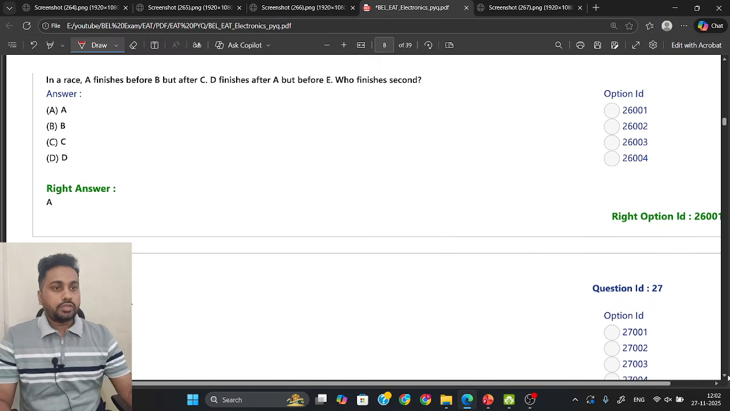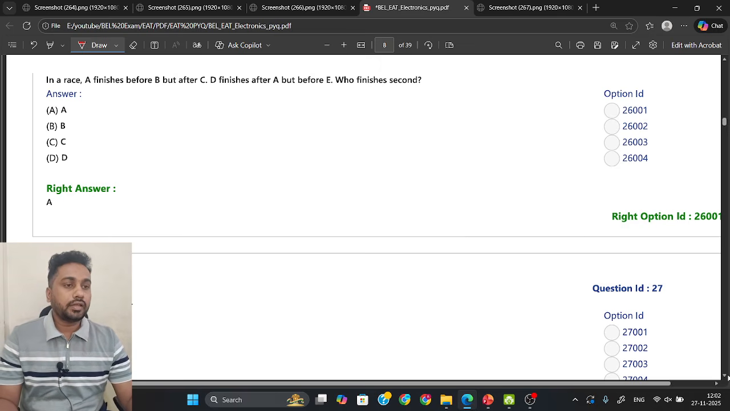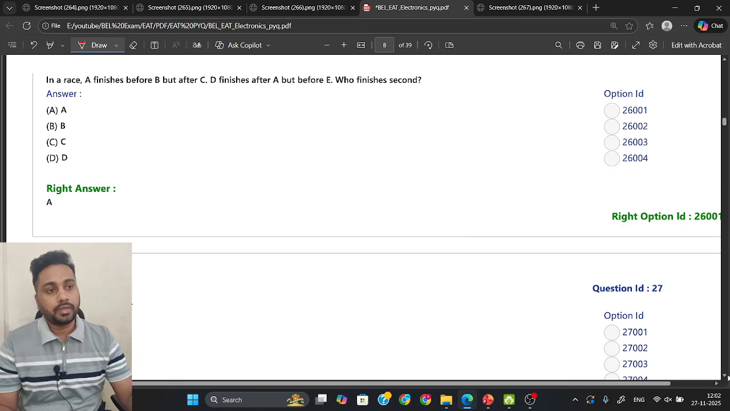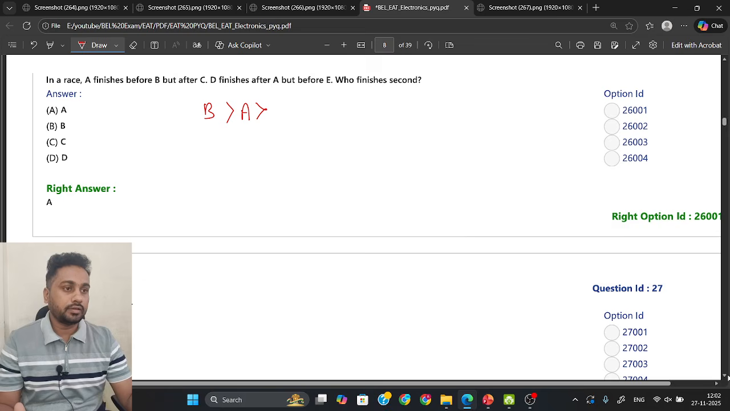So now the next one is: in a race, A finished before B, but after C. What it is saying is, A finished before B, but after C. Now the next one says D finished after A, but before E. Now it is asking who finished second.